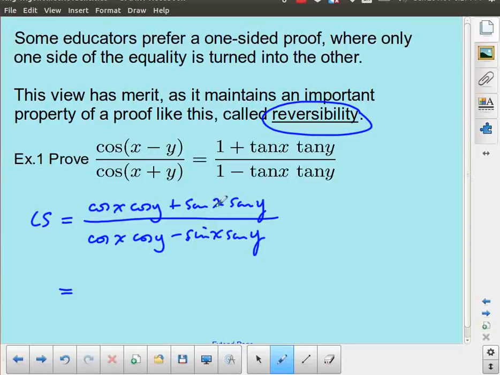Perhaps a more important question is, how do I turn sine x sine y into a tan x tan y? Well, that would be best if they were over cos x cos y. And when we talk about getting something over some value, I'm going to show you two ways to represent this.